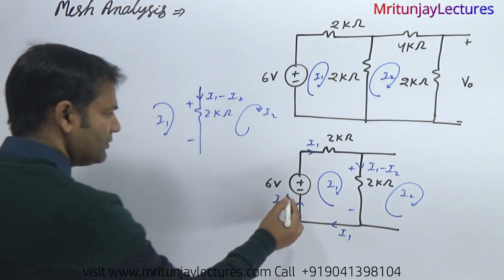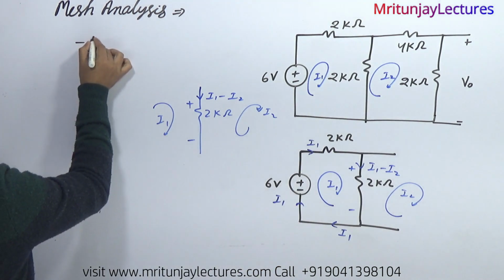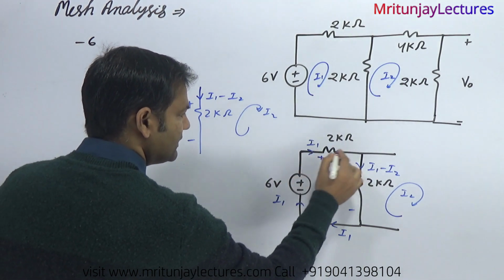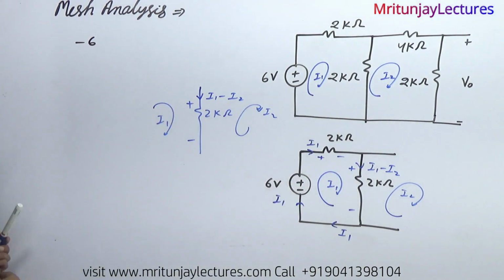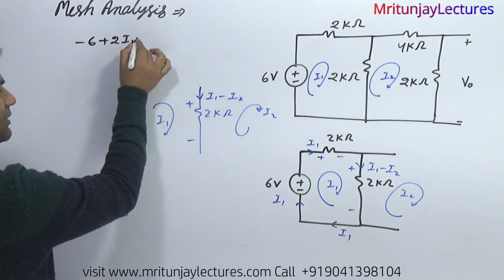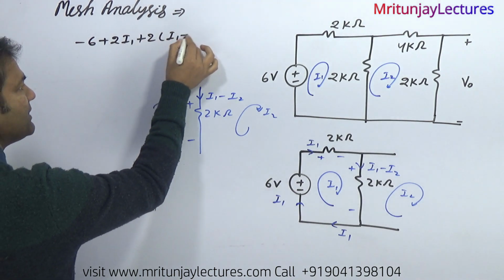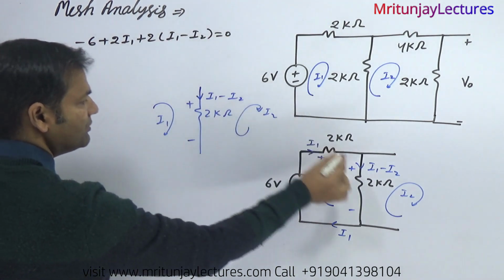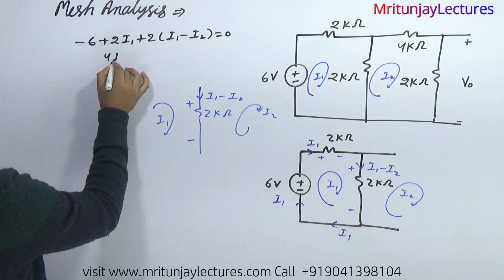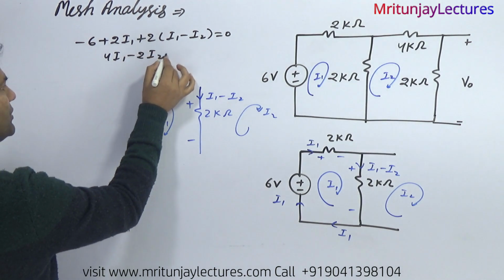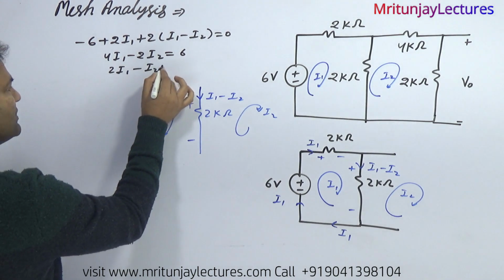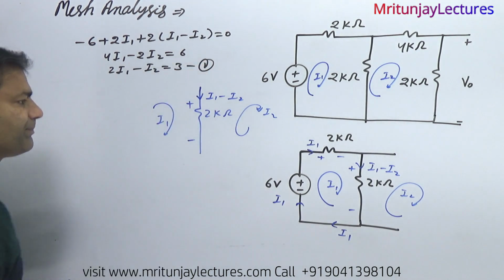After that, apply KVL. Now minus to plus, minus 6 volt, direction of current I1 from here to here, so plus to minus. So plus 2 I1 plus 2 I1 minus I2, this is equal to 0. After that, that is 4 I1 minus 2 I2, this is equal to 6, or 2 I1 minus I2, this is equal to 3, equation number 1.